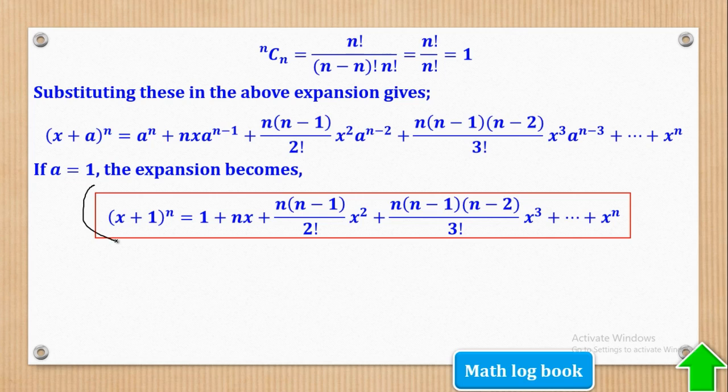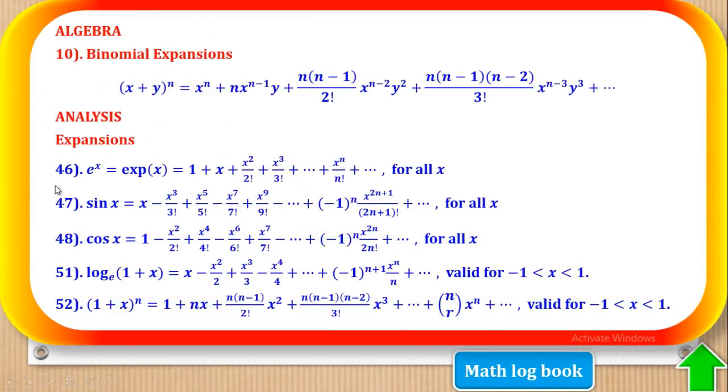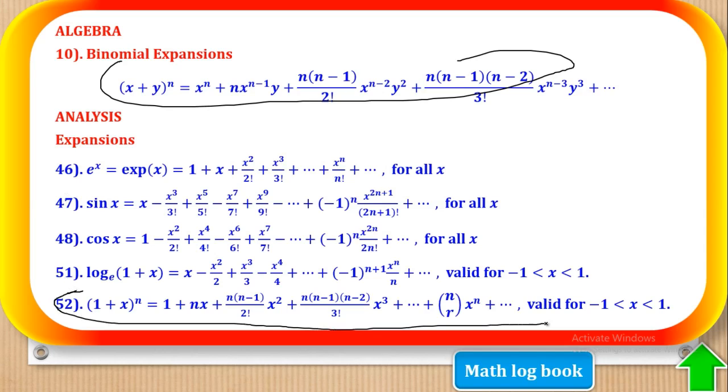And the good thing is that this formula is available in your mathematical logbooks, in case you have forgotten how it is stated. For example, in your mathematical logbooks, there is this one which we first derived where there is A, and those, but our interest is this formula. Under analysis of expansions, you look for formula 52 in the third edition, and you come up with this expansion. So this is what we are interested in.